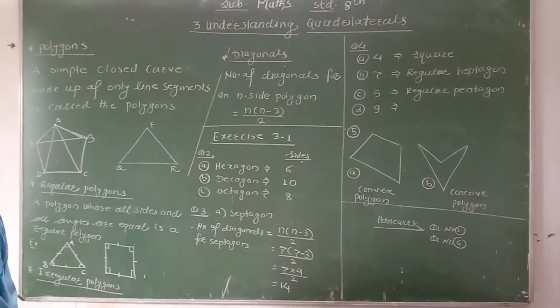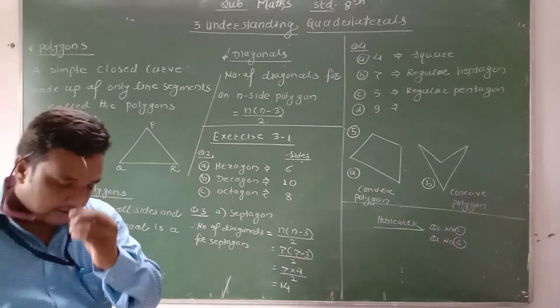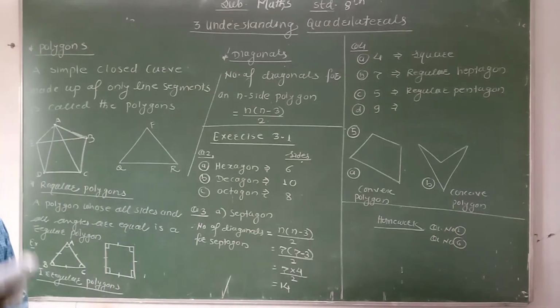Okay. Then see the next question. Question number 3 is given. State the number of diagonals for the following polygon.